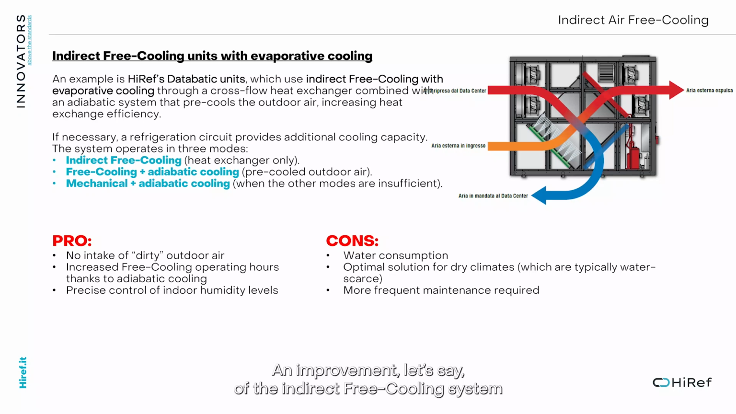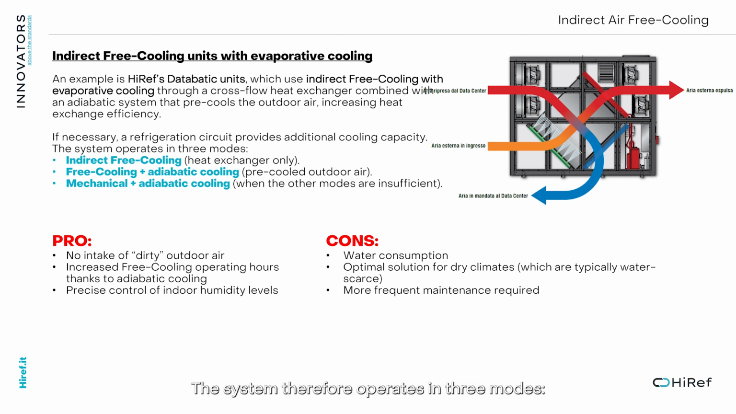An improvement, let's say, of the indirect free cooling system is the adoption of evaporative cooling. An example are adiabatic units by HiRef, which use indirect free cooling with evaporative cooling through a cross-flow heat exchanger combined with an adiabatic system that pre-cools the outside air, increasing the efficiency of the exchange.